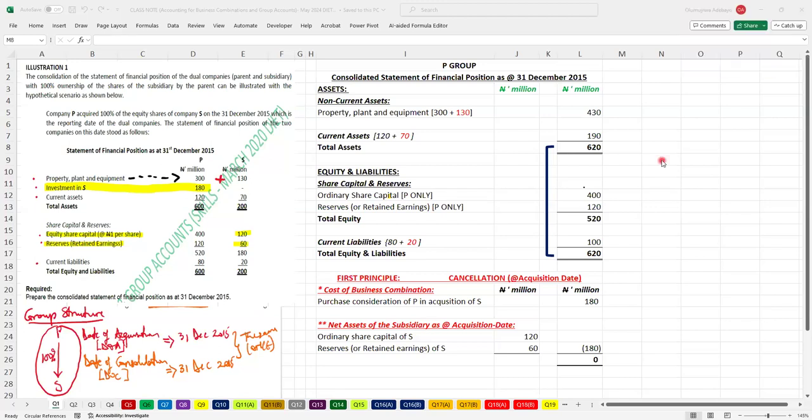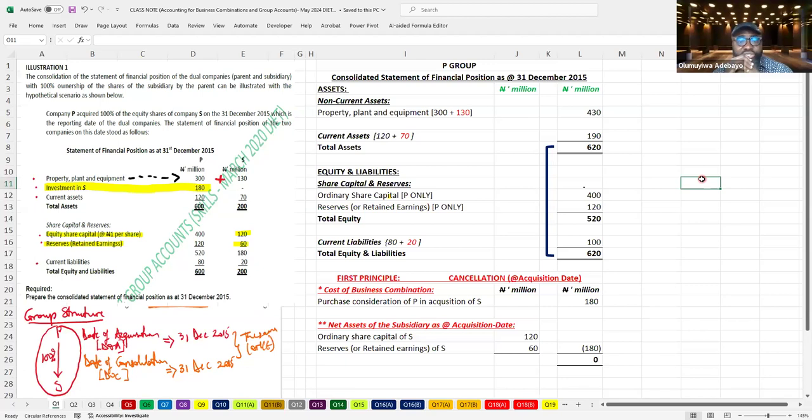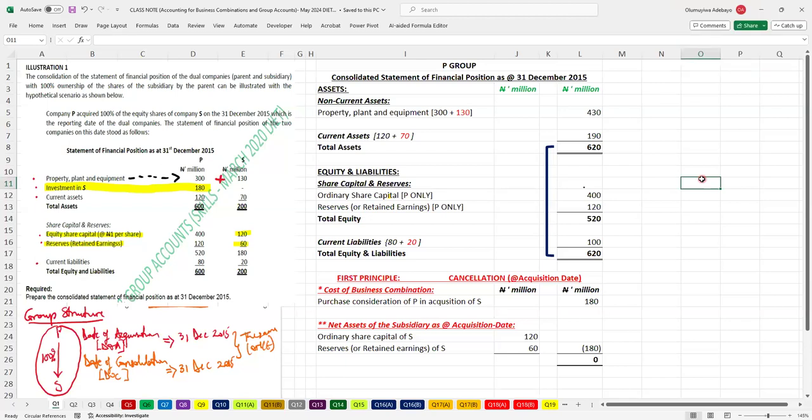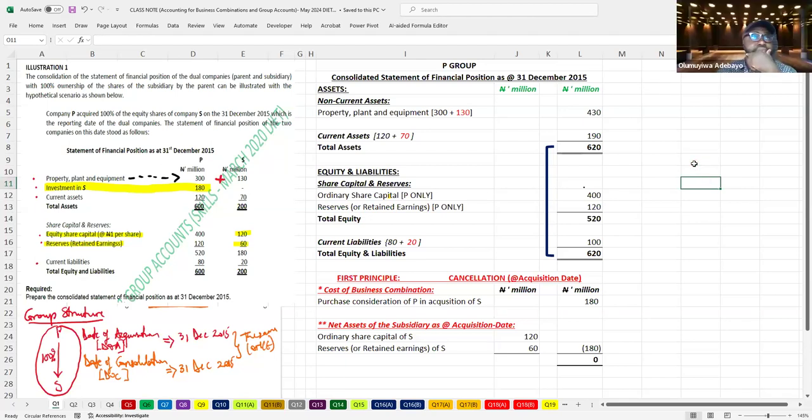The principle of cancellation, would it have come into place if it was partly owned subsidiary? Yes, and that is what we are going to discuss as we move to the second principle. Okay, sir. Thank you. Any other question? Any other hand?